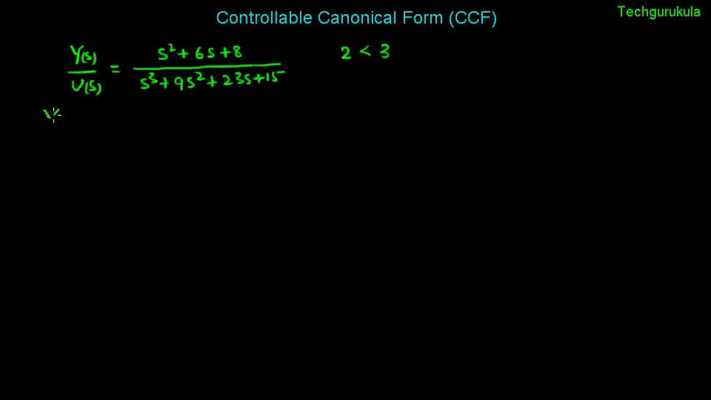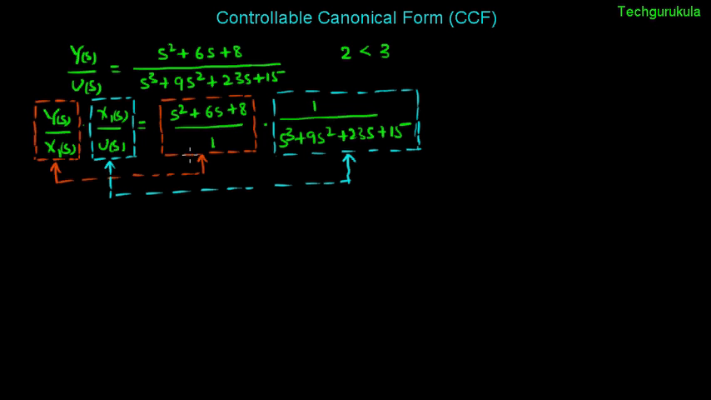First step is split this transfer function into two parts, where I can write this as y of s over x1 of s times x1 of s over u of s. Similarly, on the right side of the equation, I can write this as 1 times 1 over. Now we are going to associate this numerator polynomial with y of s over x1 of s and associate the denominator polynomial term here with x1 of s by u of s.